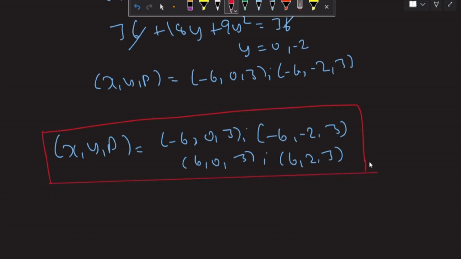So that was a fun problem to try, and so that's all the triplets for this problem.